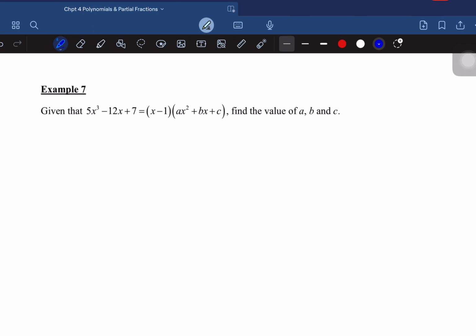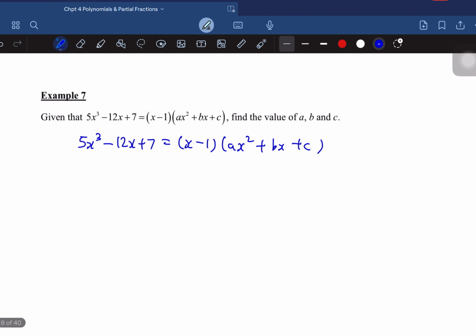So they say we have 5x cubed minus 12x plus 7 equals to x minus 1 times ax square plus bx plus c. You can see over here there's only one linear expression inside the bracket, so we only can sub in one number. But in this question there are 3 unknowns. And if we sub in 1, all my a, b, c will be gone, which means this question purposely forces us that we cannot sub.